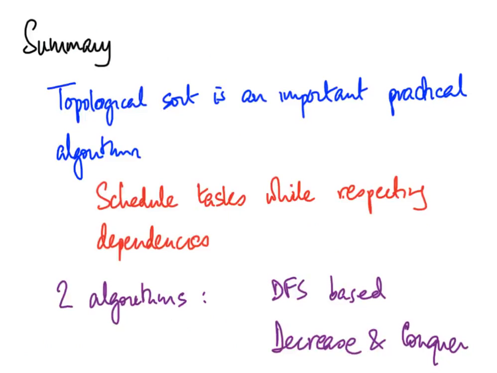So to summarize, topological sort is an extremely important practical algorithm because very often we have to work out a practical schedule for tasks which have dependencies. So topological sort is an efficient way to organize these tasks into a DAG and then list them out in an order which is feasible. So we have seen two important algorithms for this, one using DFS exit numbers and the other one using a decrease and conquer strategy.